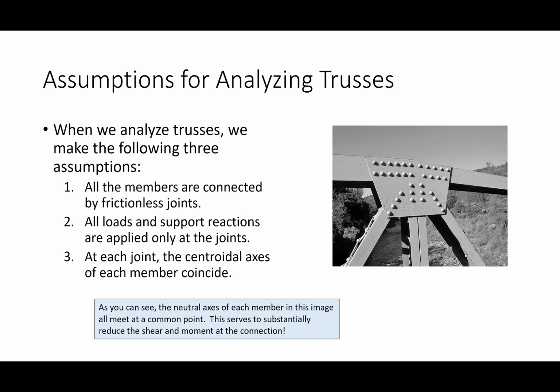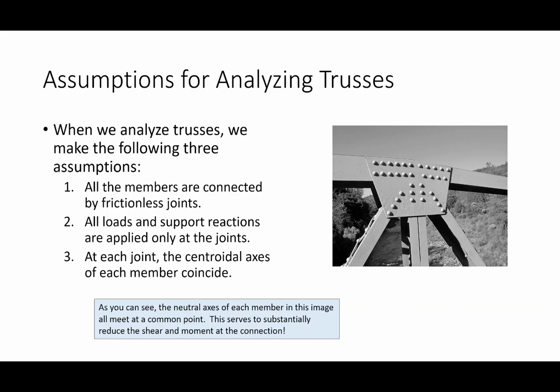So like I said, when we analyze a truss, we are analyzing a truss for specific assumptions. So let's talk about these assumptions. Essentially, there are three of them. When we analyze trusses, we make the following three assumptions. The first is that all of the members are connected by frictionless joints. Basically what that means is that when you apply force to a given truss, there are no unintended forces or moments that arise from friction, from members rubbing together or what have you. The forces that you're accounting for are basically the only ones that you need to consider.